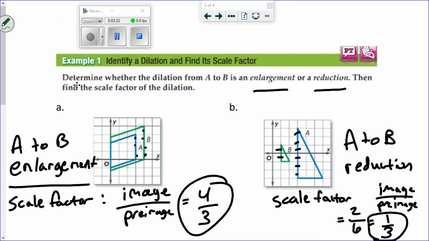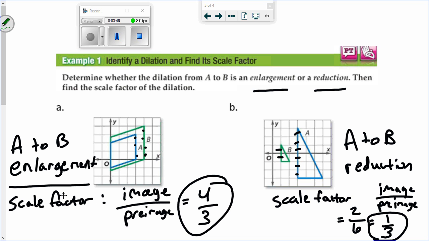Okay, as we look at example 1, we're trying to determine whether the dilation from A to B is an enlargement or a reduction, then find the scale factor of the dilation. So from A to B, what's happening? Clearly A is smaller than B. So from A to B, A is being enlarged. This is an enlargement.